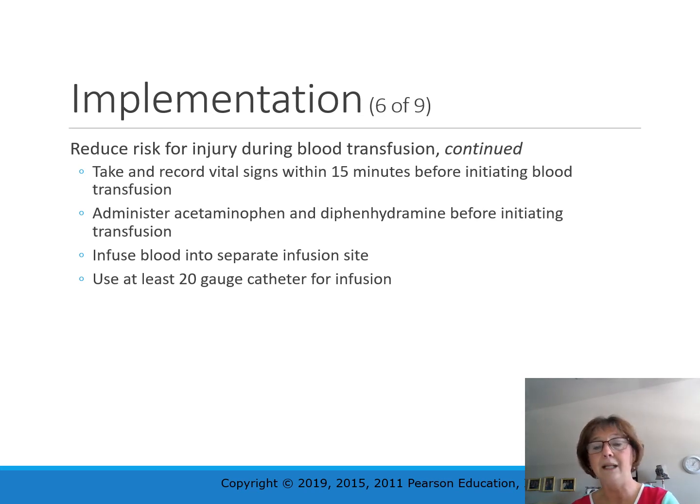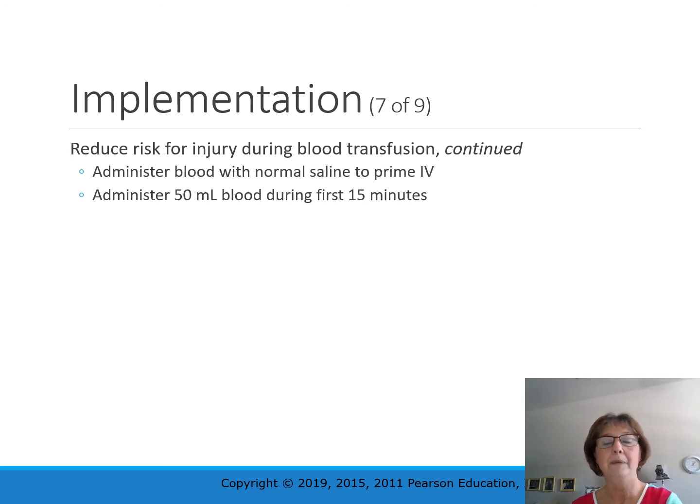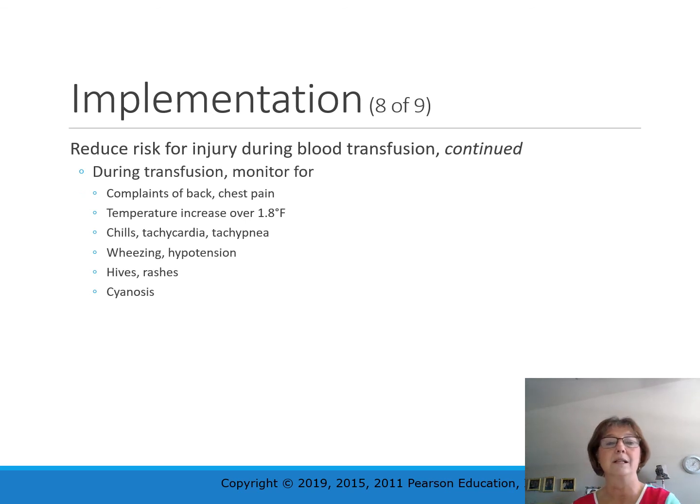Use at least a 20 or 18 gauge. Infuse the blood in a separate line. You may have to start a whole new IV. Administer Tylenol or acetaminophen and Benadryl before initiating the transfusion, and you'll have to have a doctor's order for that. Administer with normal saline and use a blood set tubing with the filter and the Y tubing. Administer 50 milliliters of blood during the first 15 minutes, and then you can increase it.